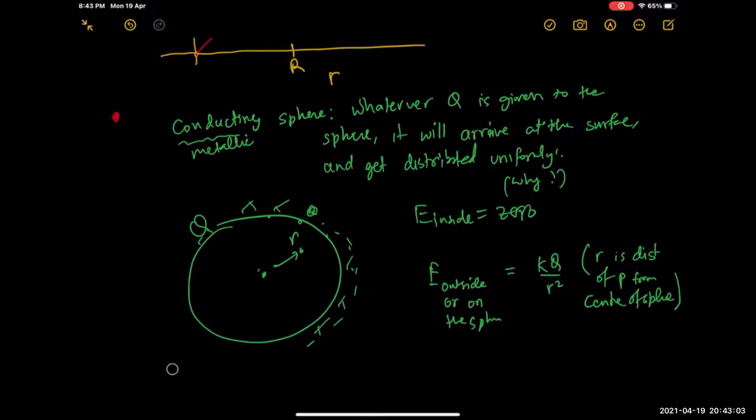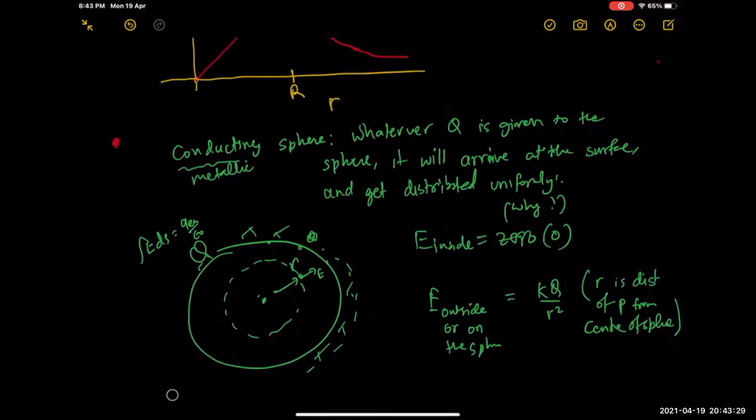What is it for inside? Inside it is 0. Electric field inside is 0. Why? Because there is no charge enclosed, right? If you take a Gaussian surface and argue that E dot ds is equal to Q enclosed by epsilon naught, the Q enclosed is 0, right? And this is the same reason why above, when the point was inside, we were only concerned about the charge which is enclosed by that smaller radius, because of Gauss law.